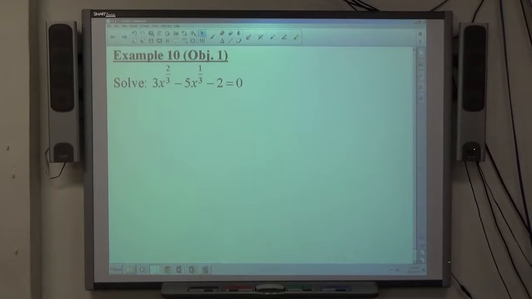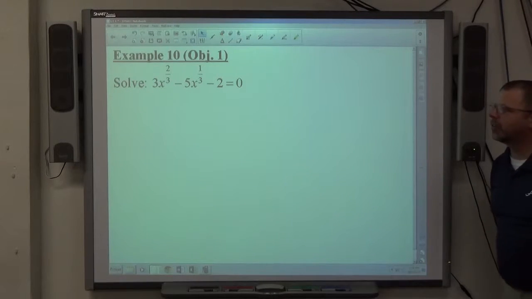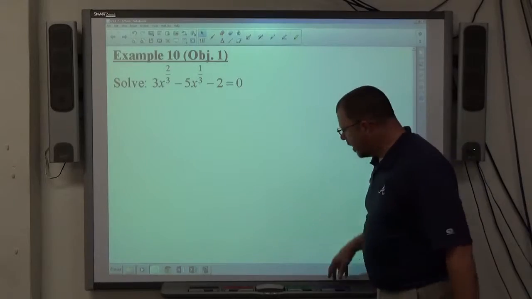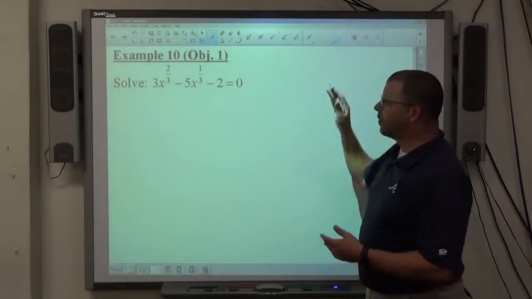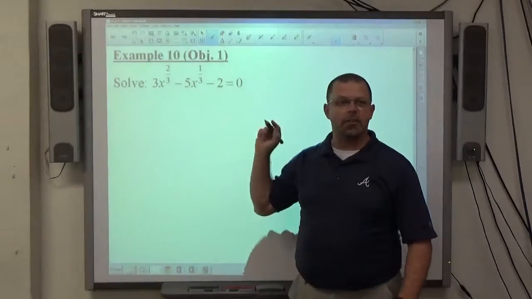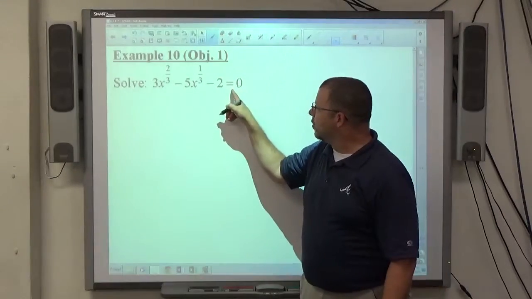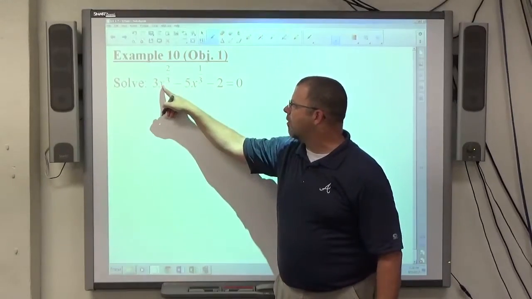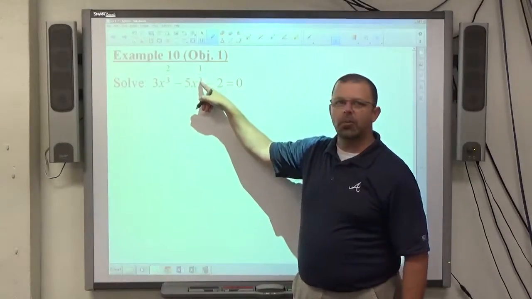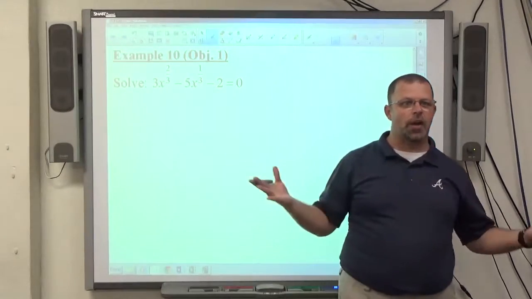Example 10, solve 3x to the 2/3 minus 5x to the 1/3 minus 2 equals 0. Once again, this one looks a little uglier. It's got the fractional powers on it, but again, it equals 0. It's a trinomial. We have a power of x, 2/3. Half of that is 1/3, and we have a constant. So we have quadratic in form.